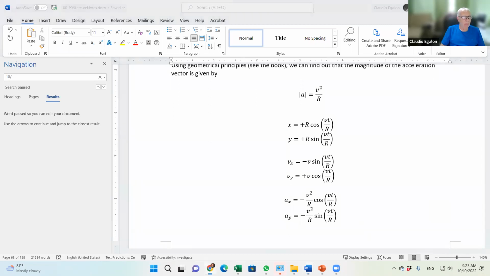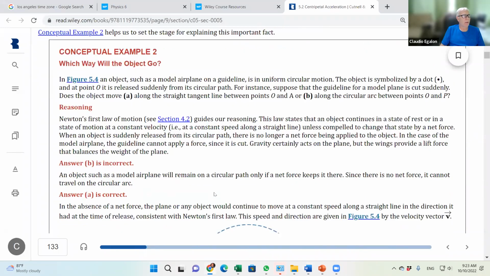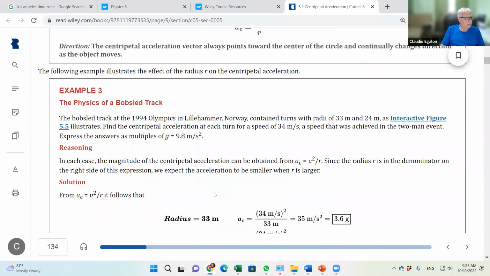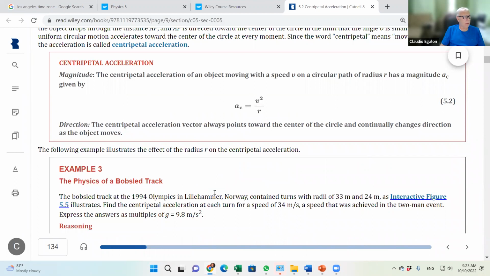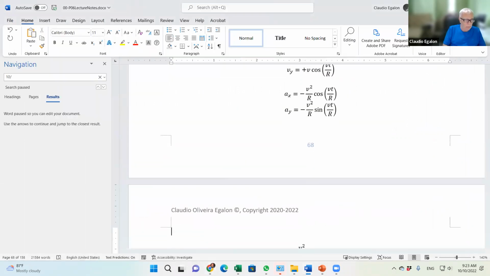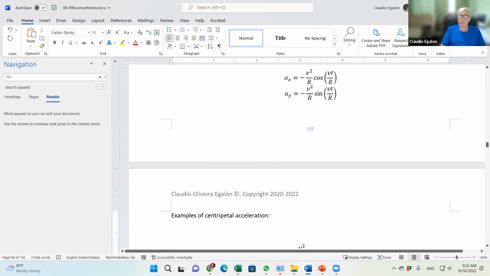That's what we have for the equations of motion. The book doesn't have the equations of motion, so that is always good to have. What we can do is calculate the centripetal acceleration. We can come up with examples of centripetal acceleration. Let's take a look at the examples of centripetal acceleration.